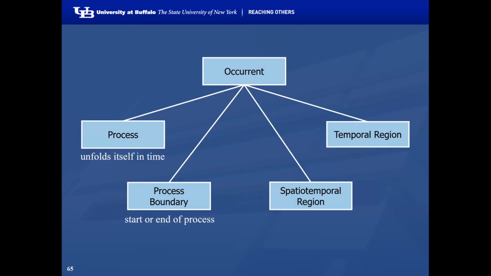So occurrence. There are 4 subtypes. While the continuant hierarchy of the BFO is relatively well established, for occurrence it's not that much. So we have process, which are things that unfold themselves in time. We have process boundaries, which are the start or the end of processes. We have temporal regions, which are like portions of time. And now spatio-temporal regions, which is that combination of time and space, which is used like in relativity theory and so on.